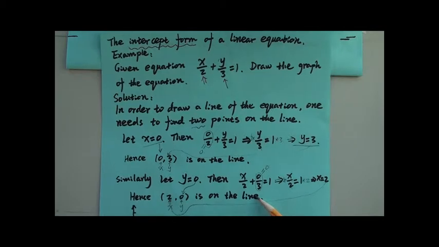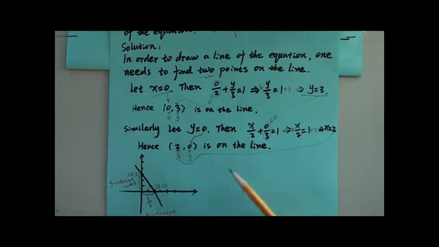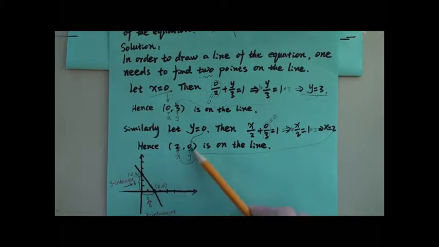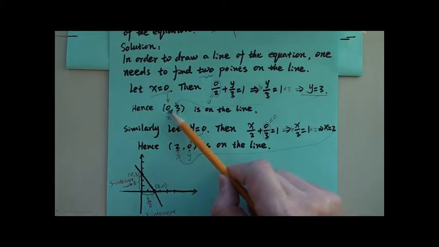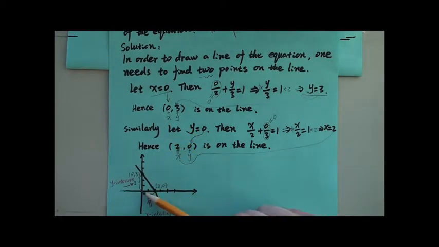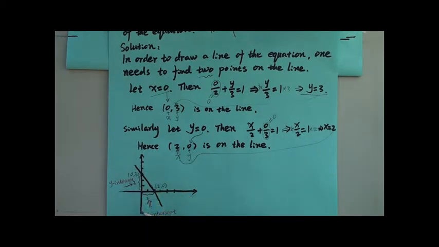Where is (2, 0)? X is 2, from x here is 2. 2 is here. (2, 0): x is 2, y is 0. And x is 0 means right here. Y is 3. So it's here. (0, 3) is here. Okay. So we have (0, 3) right here, (2, 0) right here. You connect those 2 points, it will be a line, this line.